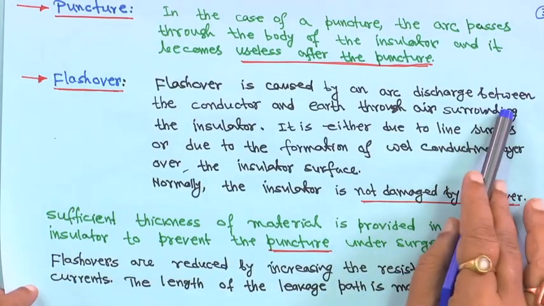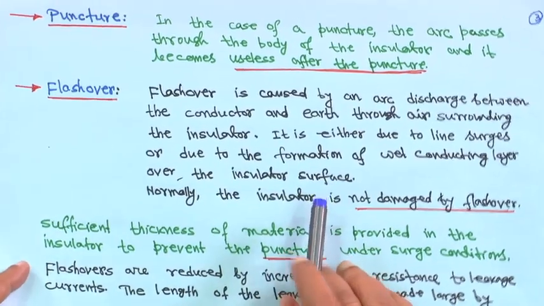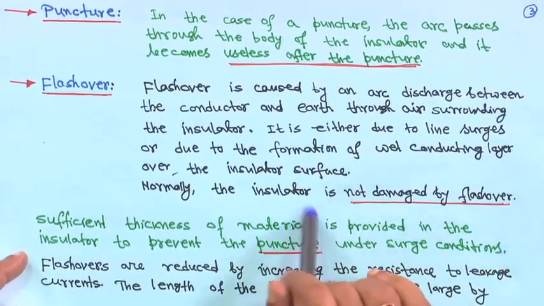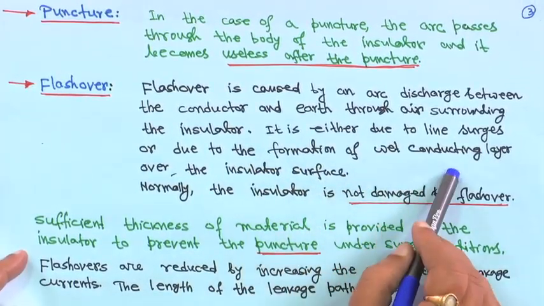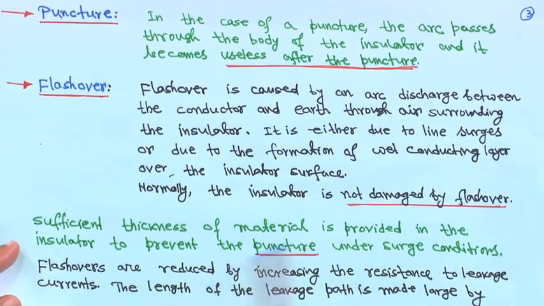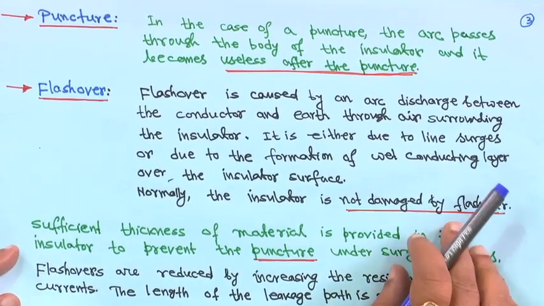And then flashover. Flashover is caused by an arc discharge between the conductor and earth through air surrounding the insulator. So, it is either due to line surges or due to the formation of a wet conducting layer over the insulator surface. Normally, the insulator is not damaged by flashover, because materials are made in such a fashion that flashover does not spoil the insulator.